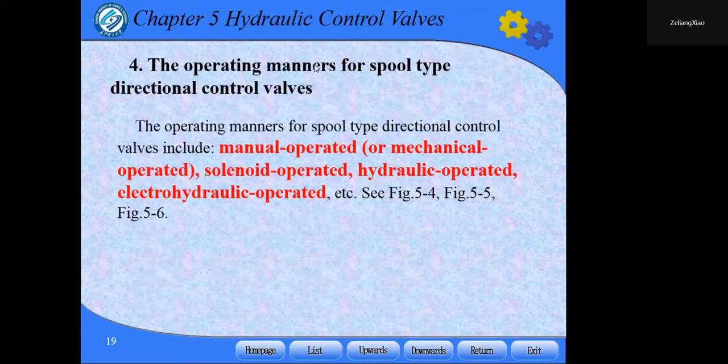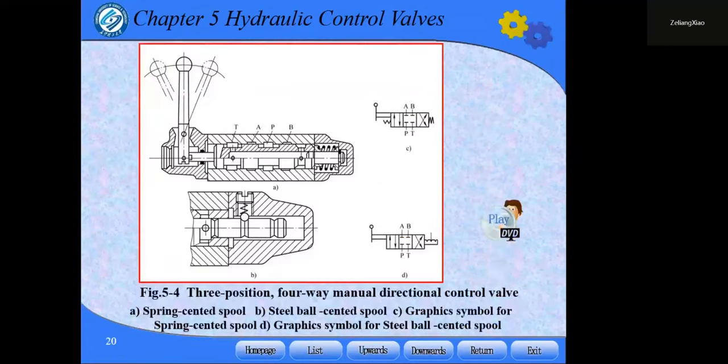Now the operating methods for spool type directional control valves. The operating methods for spool type directional control valves include manual operated, mechanical operated, solenoid operated, hydraulic operated, and electro-hydraulic operated. See the following figure. This is a three-position four-way directional control valve.